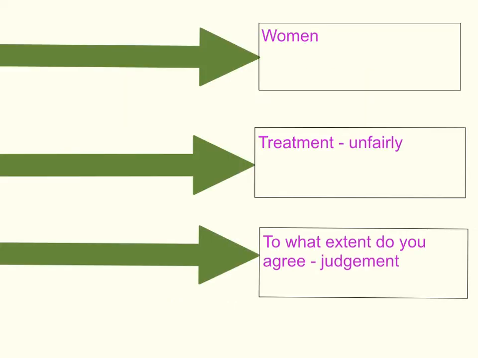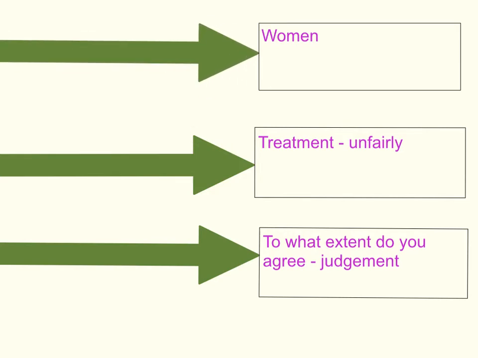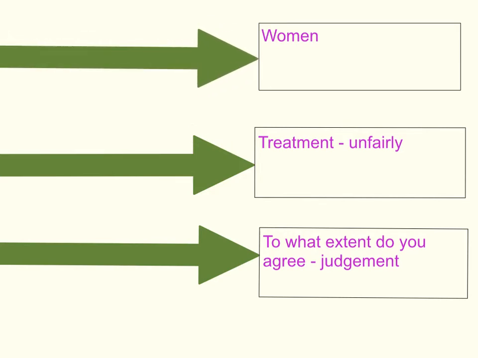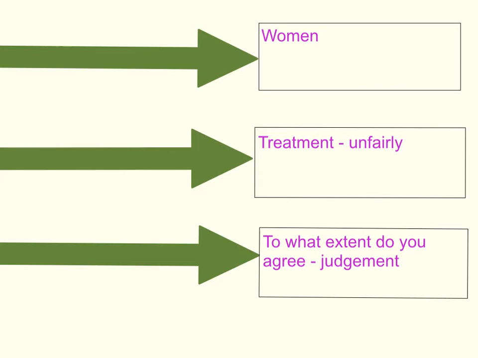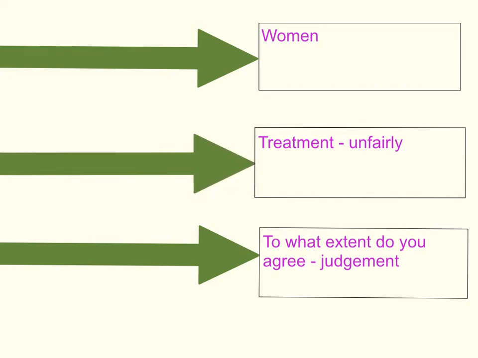The first thing we need to do is zoom in on the words. When looking at a GCSE exam question, firstly, we need to identify the topic. In this case, it is women in Nazi Germany. Then, we need to reflect on the statement. The statement is asking us to reflect on the treatment of women and whether we believe they were treated unfairly.